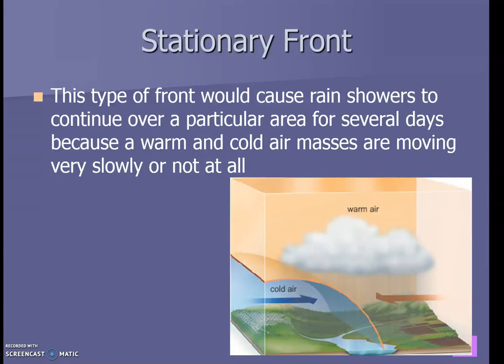A stationary front. A stationary front does not move very quickly, which is where the word stationary comes from. A warm and cold air mass meet, but they're moving slowly or not at all, which causes it to be stationary. So this can cause rain showers for several days because these two air masses are just sitting next to each other. The warm air is slowly rising and creating drizzly, rainy weather.